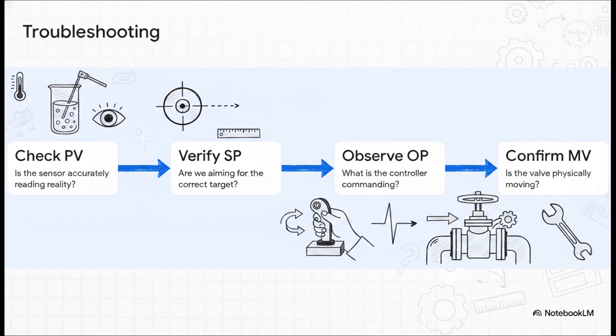To tackle this, here is the exact chronological rule of thumb that successful commissioning engineers use to isolate a loop fault. Step 1. Check the PV. Is the sensor actually accurately reading reality? Step 2. Verify the SP. Are we even aiming for the correct target? Step 3. Observe the OP. What is the controller commanding? And finally, Step 4. Confirm the MV. Is the physical machinery actually moving? Stick to this exact order, and I promise you'll find the fault every single time.